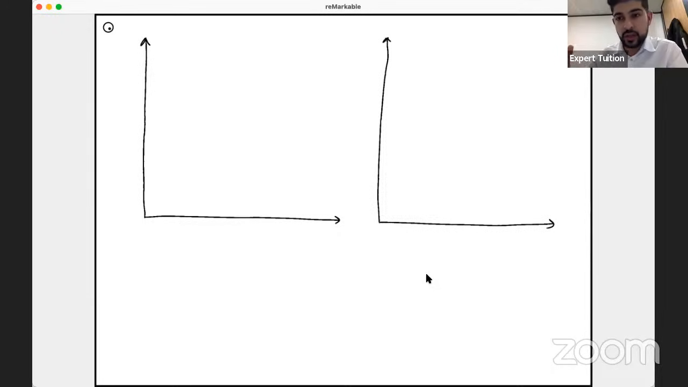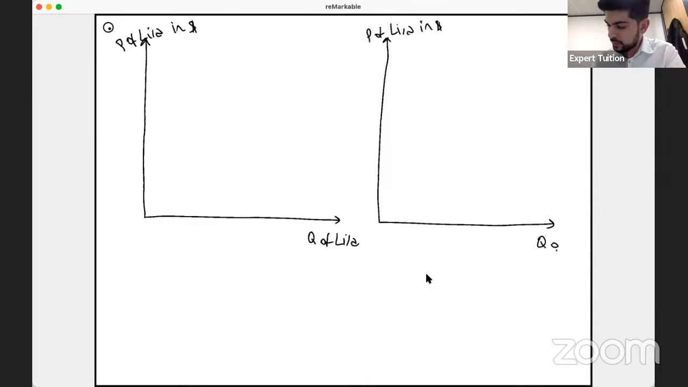Yeah. So Turkish economy, their currency is the lira. So we're going to do price of lira in dollars. And this is going to be the quantity of lira. And here's the price of lira, again, in dollars. And this is the quantity of lira. Okay, right.